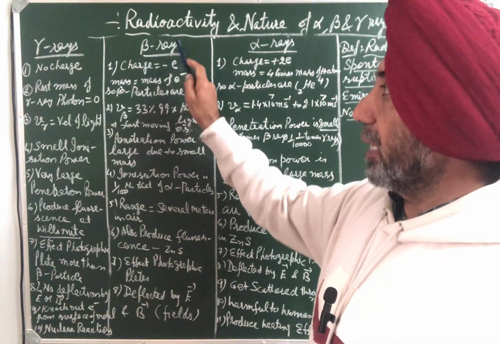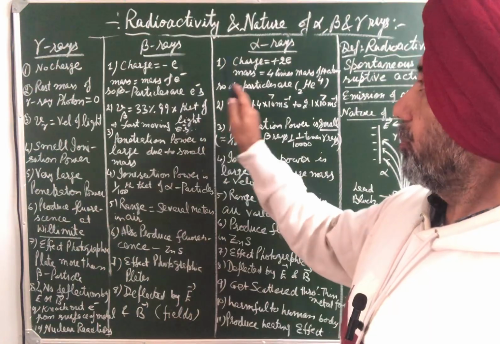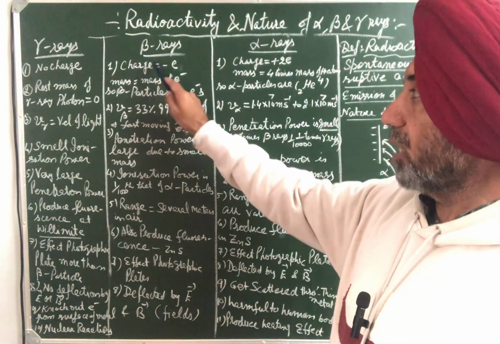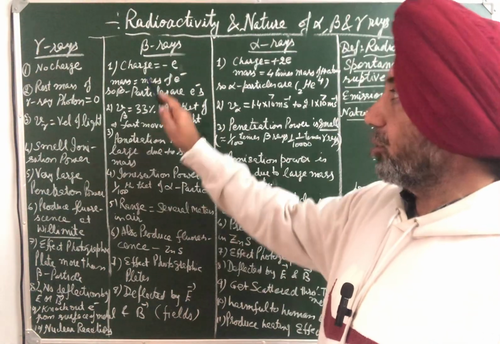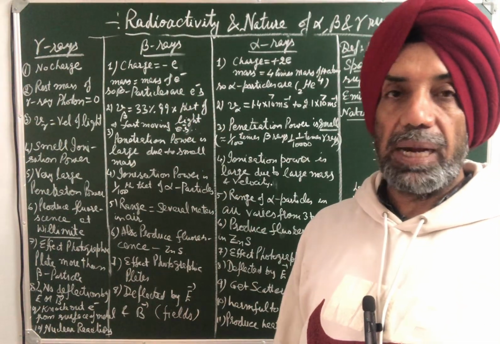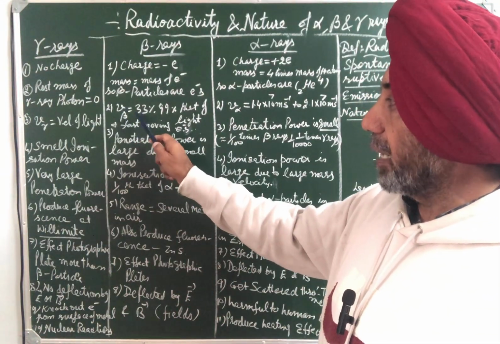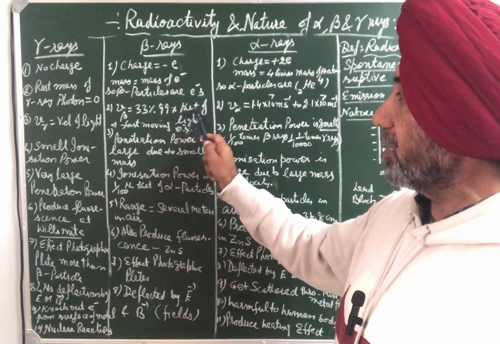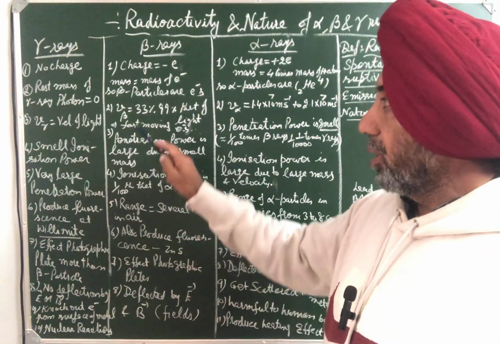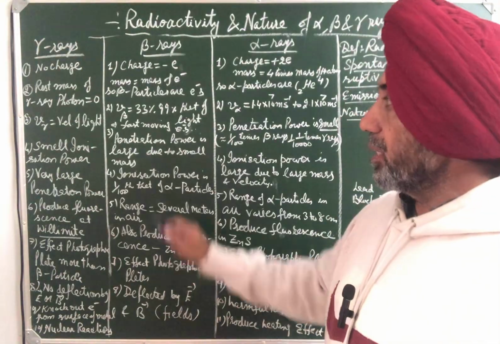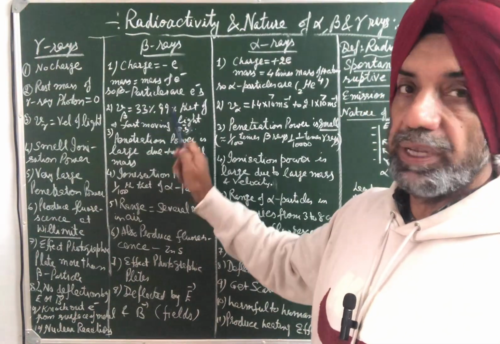In comparison, we have beta rays. Instead of positive charge, the beta rays are negatively charged particles. They have charge equal to the charge on an electron, and mass equal to that of an electron. So it means beta particles are nothing but electrons. The velocity of beta particles is 33% to 99% that of light. It means beta particles are faster than alpha particles. So beta particles are nothing but fast moving electrons.